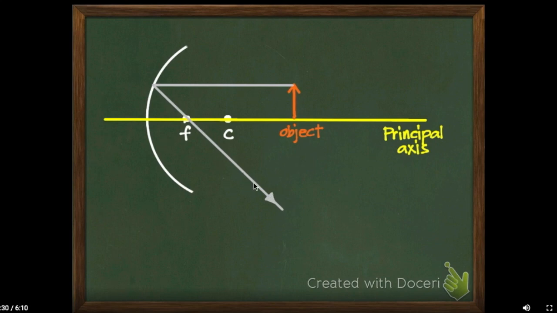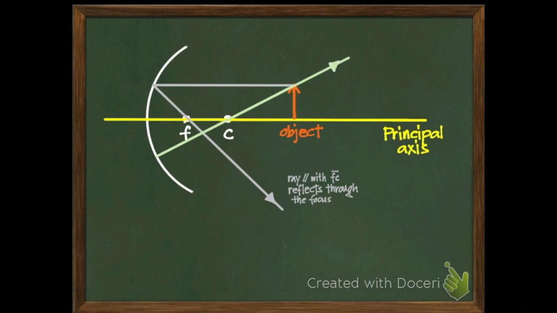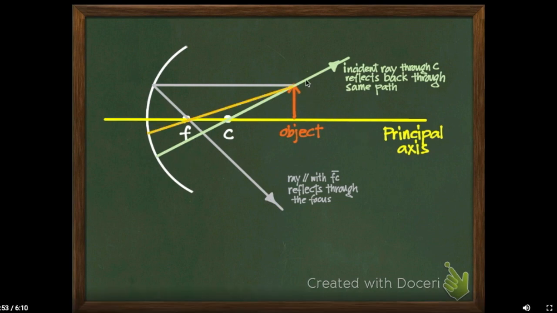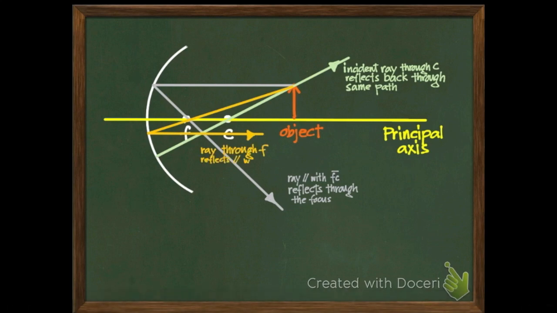This incident light parallel with the principal axis will be reflected this way, passing through the focus. The incident light passing through the center of curvature will be reflected by the concave mirror through the same path. Alright, it bounces this way. This one from the tip of the arrow object passing through the focus will be reflected parallel with the principal axis. Now let's check these rays using the law of reflection.